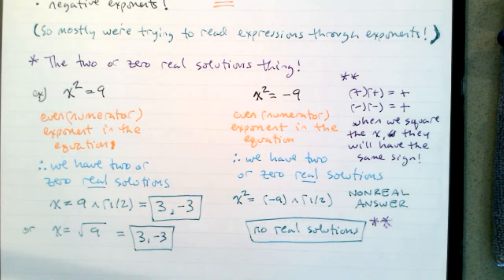So this is how we're going to base our decision. If we're looking at a square, an even exponent in the equation, and it's equal to a negative number, then we know we're going to have no real solutions. At this point in our equation solving history, we're just going to write no real solutions, but it does raise the question, if they aren't real solutions, what are they?